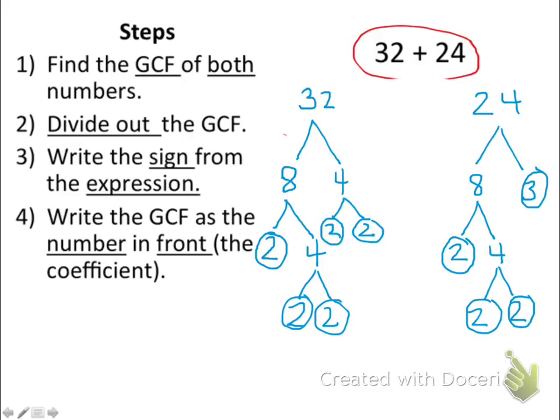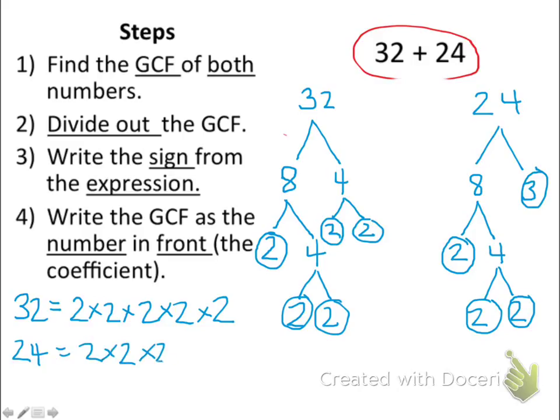Alright, now that I've got my factor trees, I'm going to write out my prime factorization. So I have 32 equals 2 times 2 times 2 times 2 times 2. Do I have the right number? 1, 2, 3, 4, 5? Yes. Okay. And 24 equals 2 times 2 times 2 times 3. Now I circle the ones they have in common. So here, 2's are paired, 2's are paired, and 2's are paired.